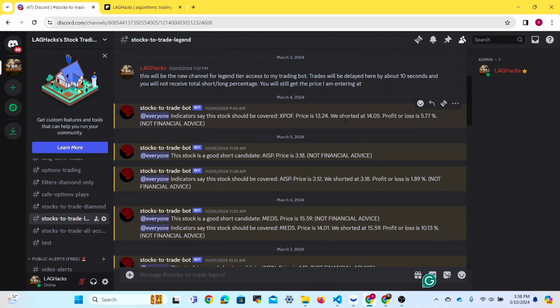And here are the trades which the Discord bot automates. So I have one for the Legend tier, the Diamond tier, and the All Access tier on my Patreon.